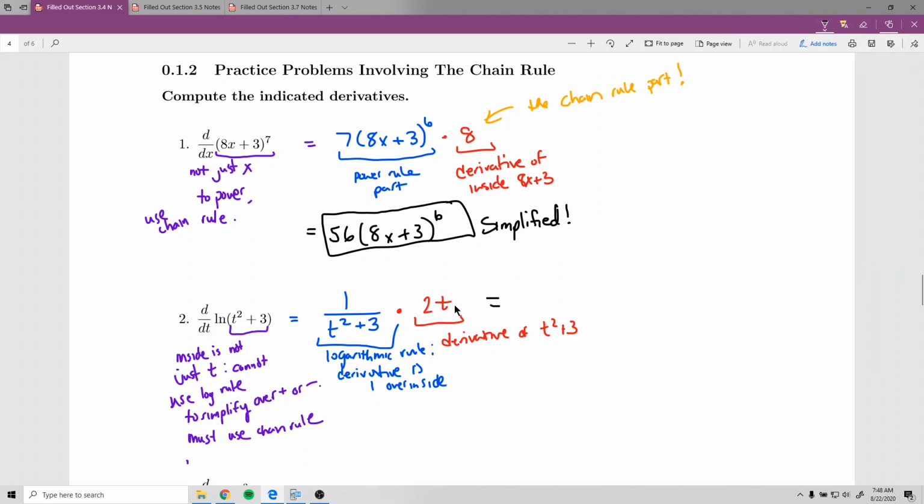And once again, if you can simplify, do that. Pretty much every time you do the chain rule with the natural log, because you're going to get this fraction over here, it's best to just combine it into one fraction. So multiply the tops together, you get 1 times 2t is 2t over our denominator of t squared plus 3. But that is simplified. You can't cancel anything out here because of the plus in the bottom. Nothing else to do.